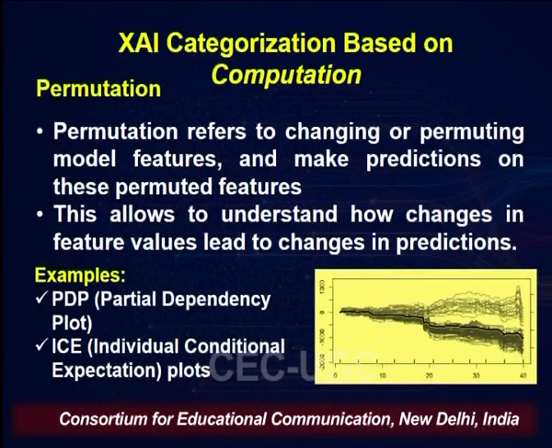The second one is the permutation. Permutation here refers to the changing or permuting of model features.